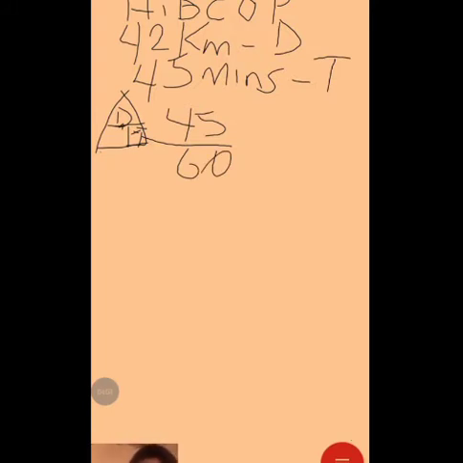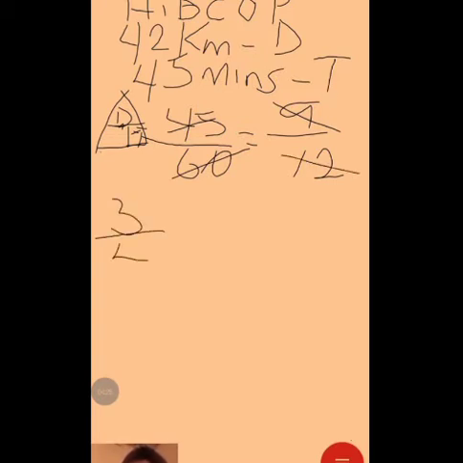Now, what can divide it? Chukwamaka, 5. Very good. 5 here will give you 9, 5 here will give you 12. Am I right? Is that the lowest, David? Of course not. This is not the lowest. Now we have 3 here, what? 3 here, what? 4. So we have 3 over 4. Very good. Now this is what we have for time. It's equal to time. Am I right?